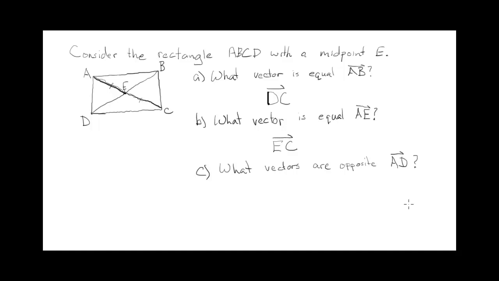You could even say AE is equal to AC. You could do the same thing up here. AB as a vector is equal to DC.